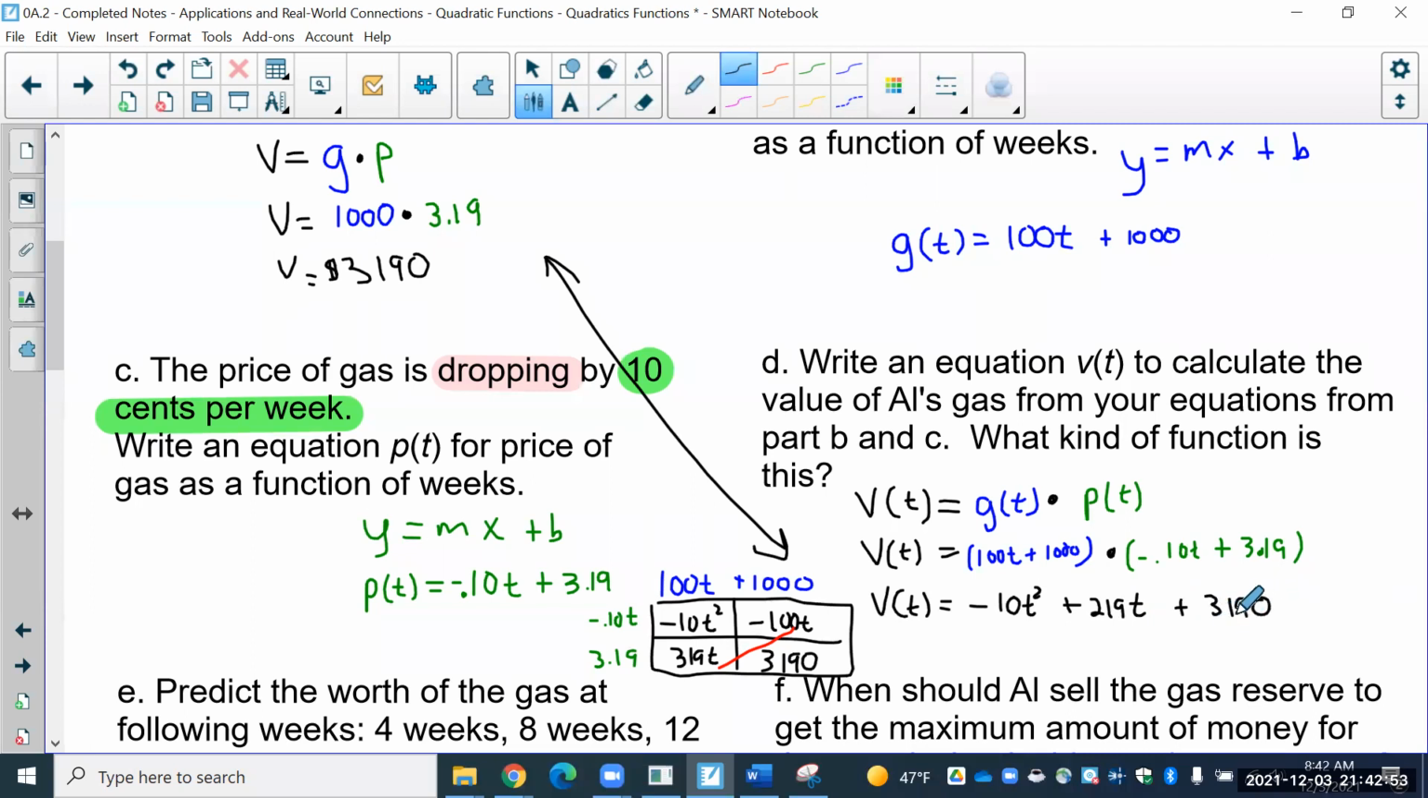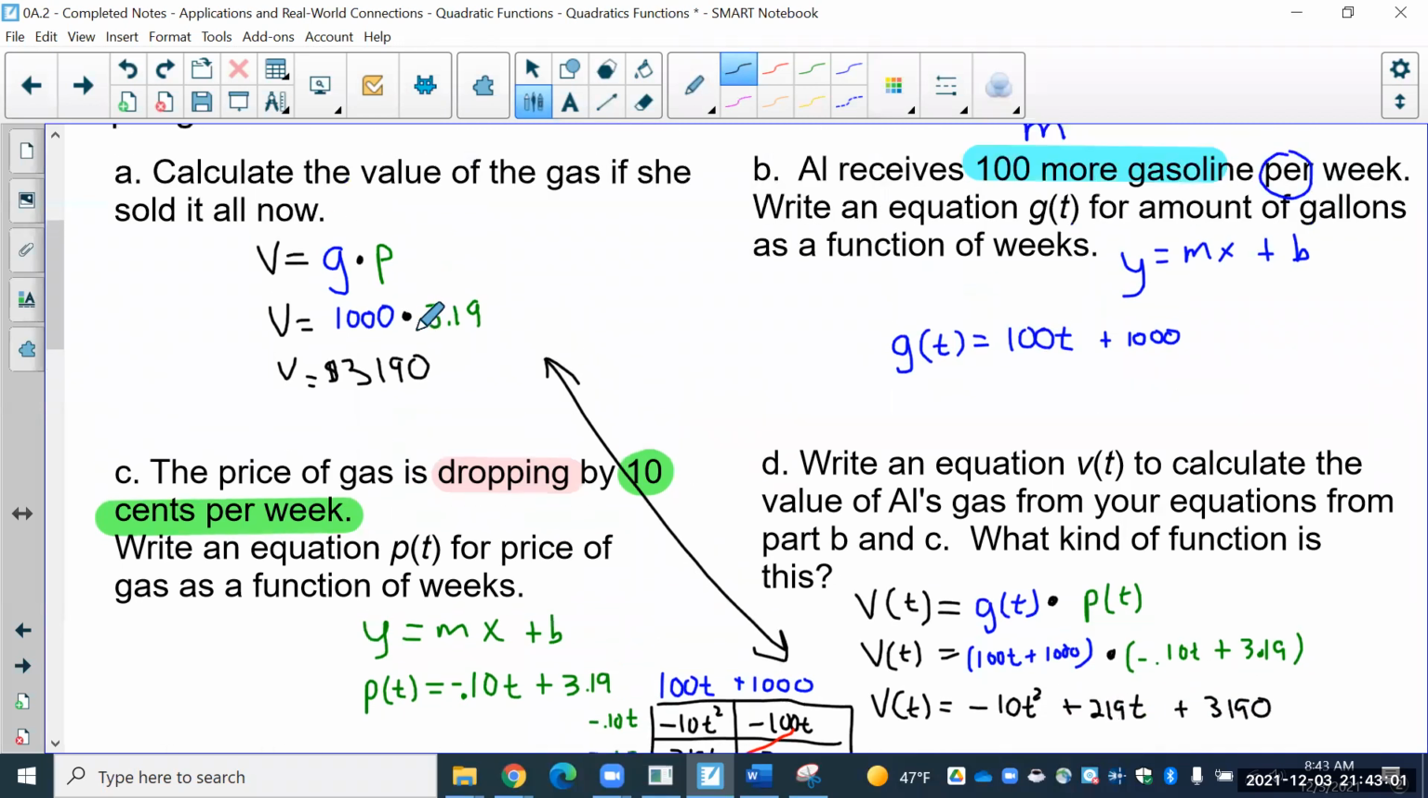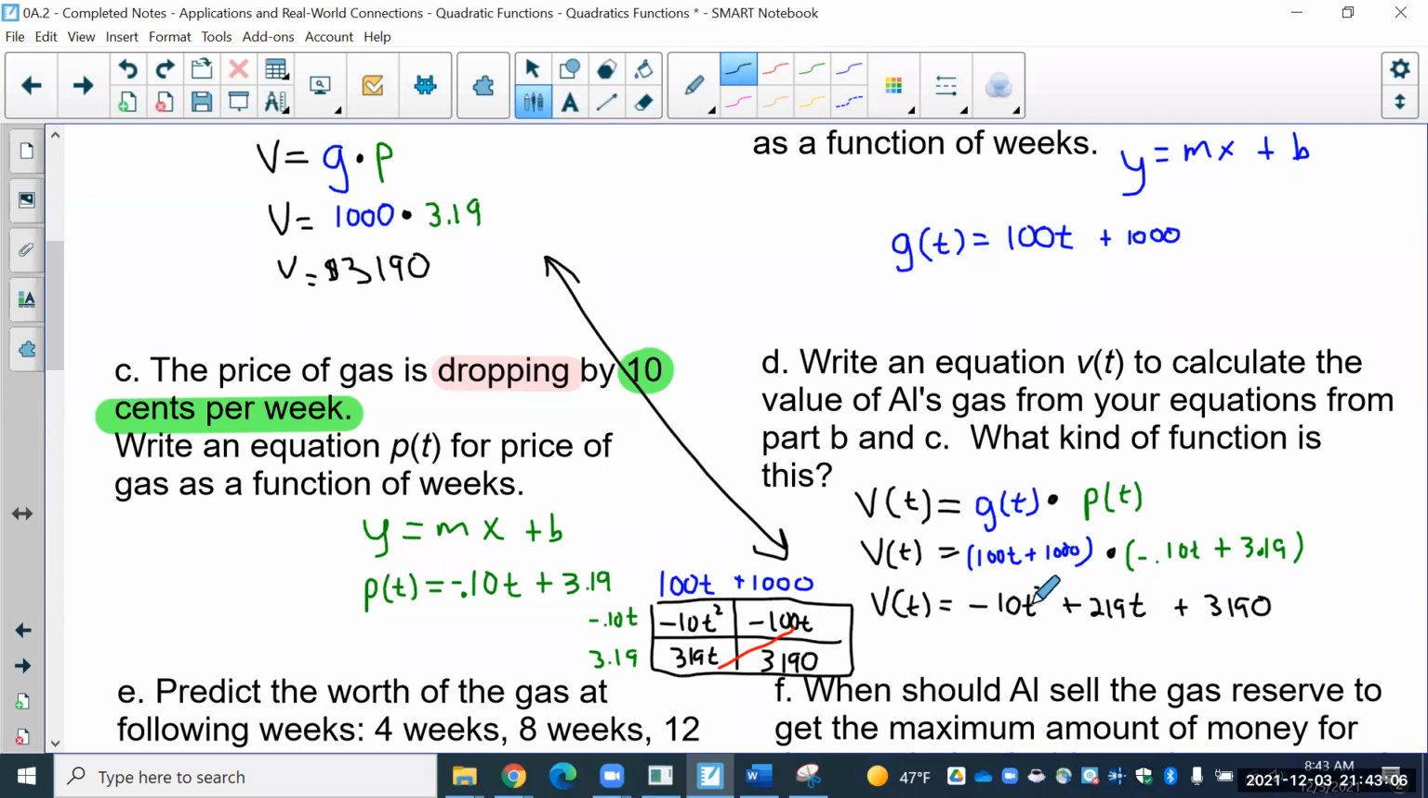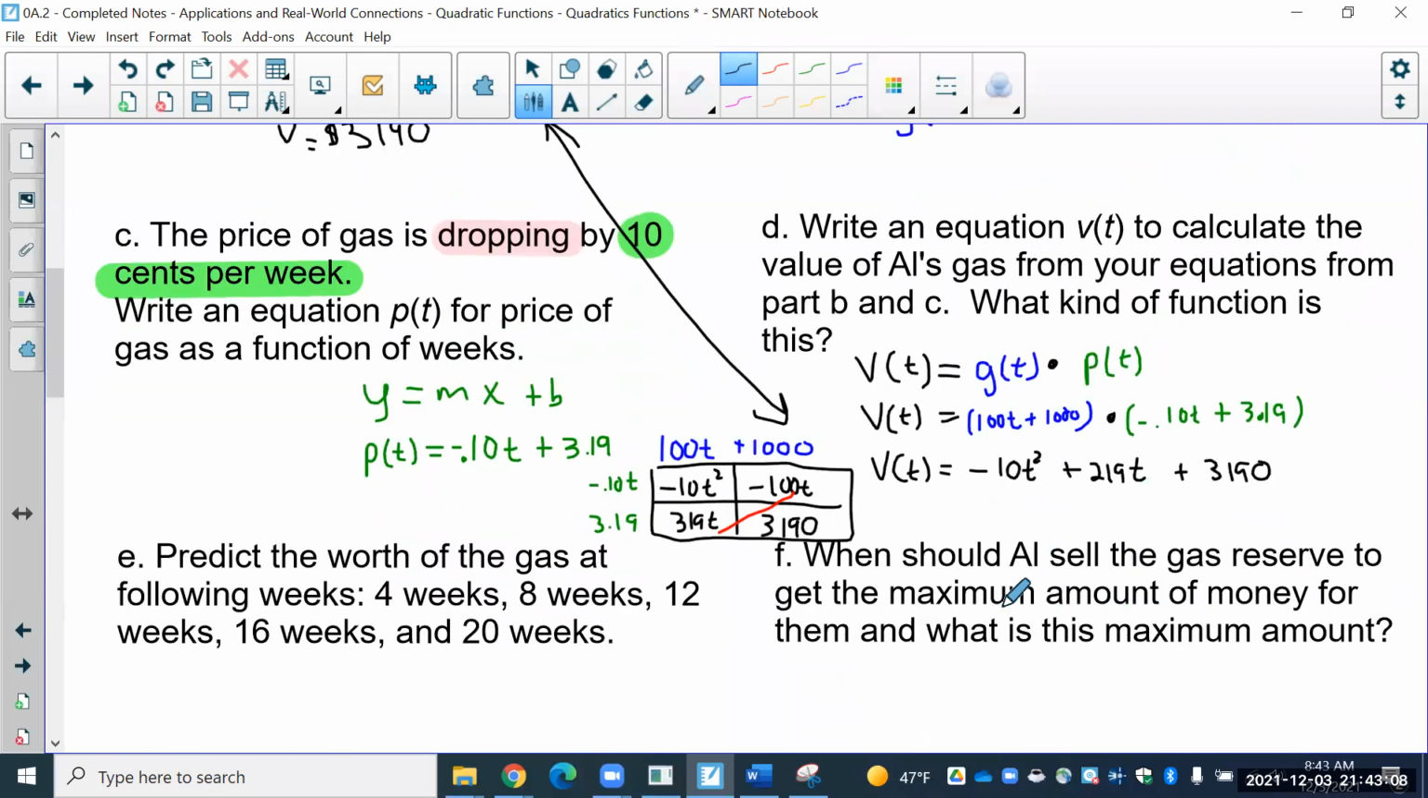3,190. Again, the y-intercept, if I plug in 0, is still that, right? If I put 0 in for the amount of time, the amount of weeks, then I go back to the original problem as I solved it as soon as the problem started. So now this value can be used to find the maximum amount.